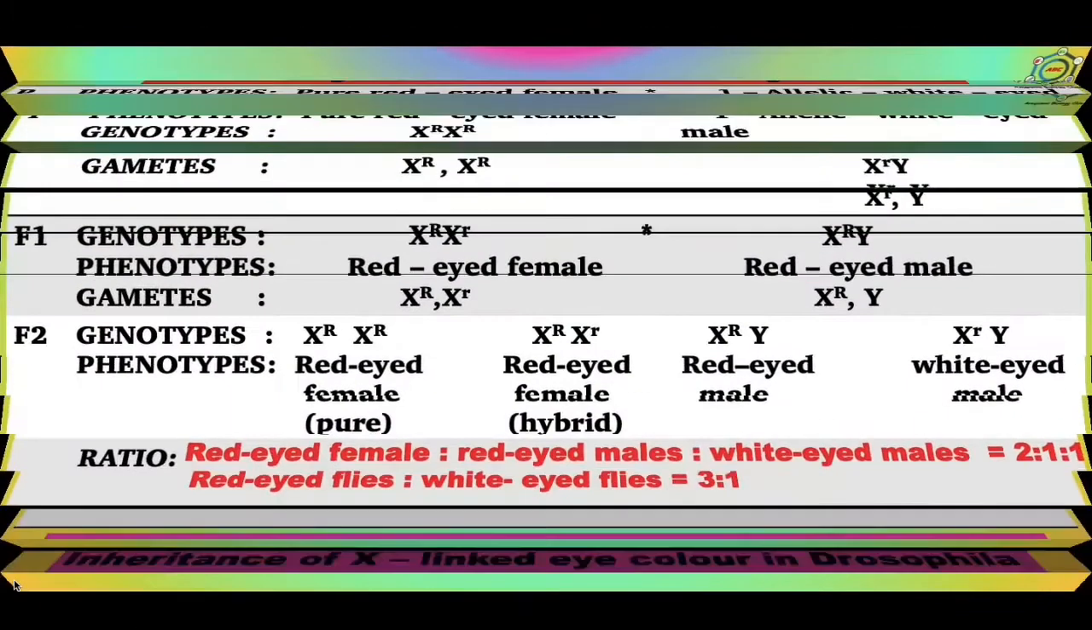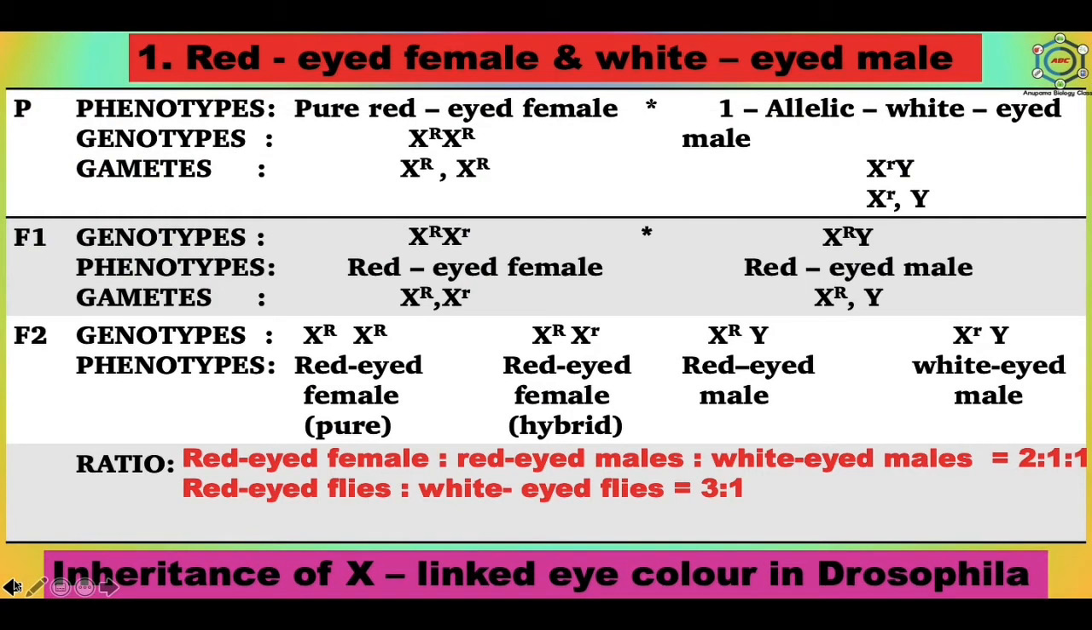So all these recessive X-linked traits show criss-cross inheritance, that is, transmission from the father to the grandson through the daughters, and the latter are called carriers because they have the trait but do not express it. So it shows the criss-cross inheritance.